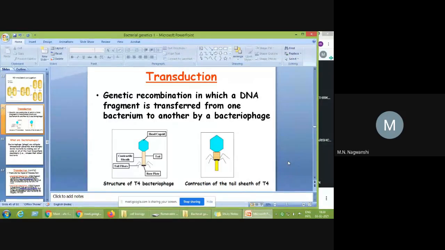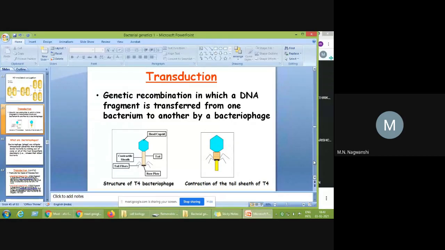So we are studying bacterial genetics, and in this we have seen how the desired gene fragment or the foreign DNA material can be inserted in the bacterial genome or chromosome. There are three different ways to insert the foreign DNA material in the bacterium, and these are transformation, transduction, and conjugation. In transformation, the material is taken up by the bacteria from its medium.